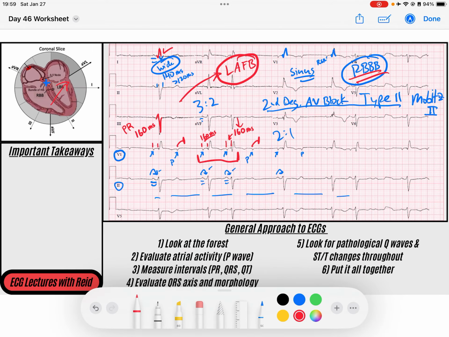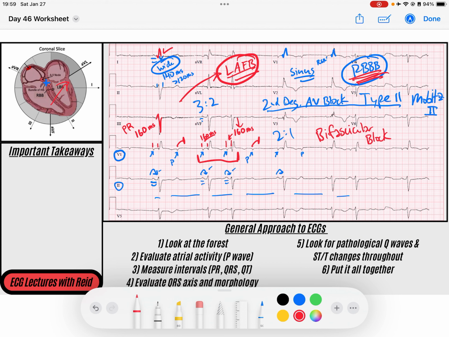So when you have right bundle branch block criteria, which is the RSR prime with the presence of a wide QRS in V1, and you have a left anterior fascicular block, if you combine the two, we call this a bifascicular block. And so that's a bifascicular block where it's right bundle branch plus a left anterior fascicular block. You still need to talk about which exact areas are being blocked.